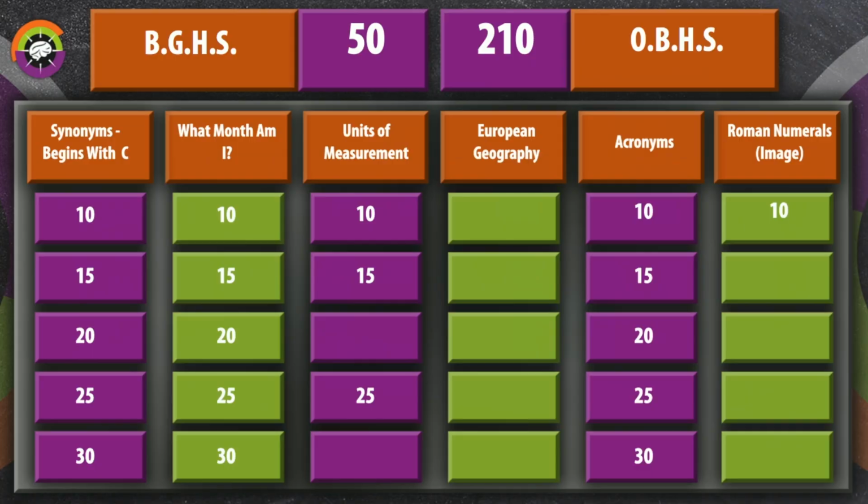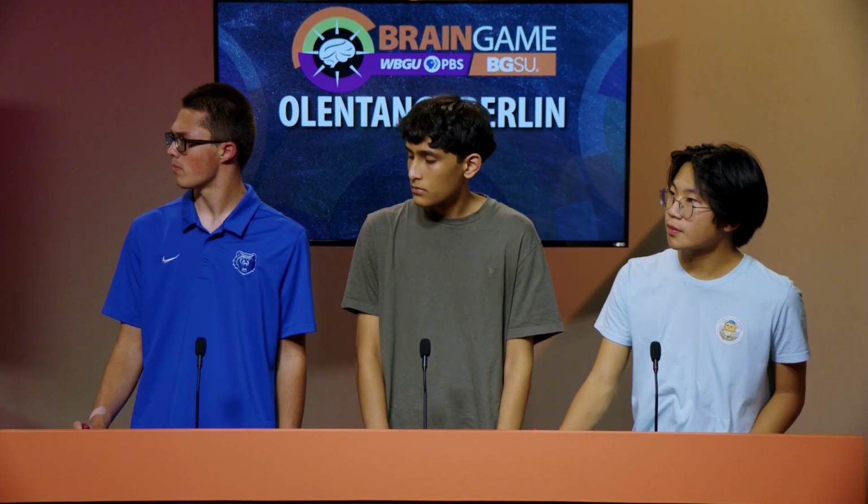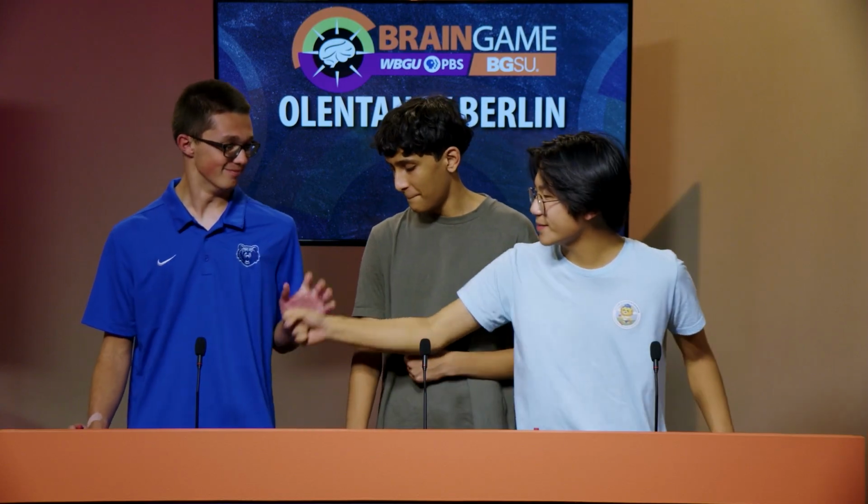Bowling Green snatches control. What month am I for 30? What month am I for 30 points? I will provide a couple of events or information that happened in a month. You identify the month. Germany surrendered in World War, that would be Olentangy Berlin. Martin. May. May is correct.